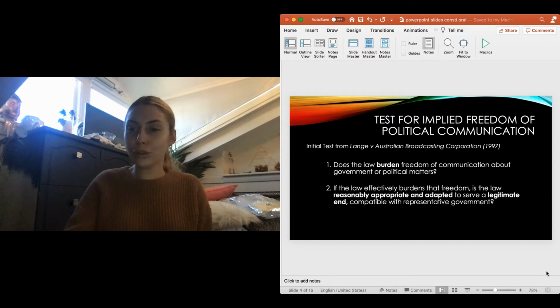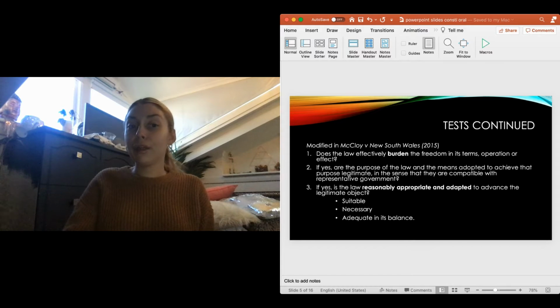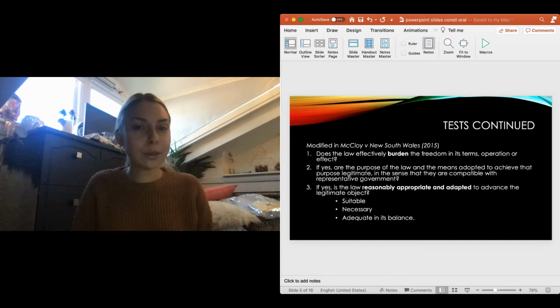This created a threefold test. 1. Does the law effectively burden the freedom in terms of operation or effect? If no, the law does not exceed the limitation and the law is valid. 2. If yes to 1, are the purposes of the law and the means adopted to achieve that purpose legitimate in the sense that they are compatible with representative government?